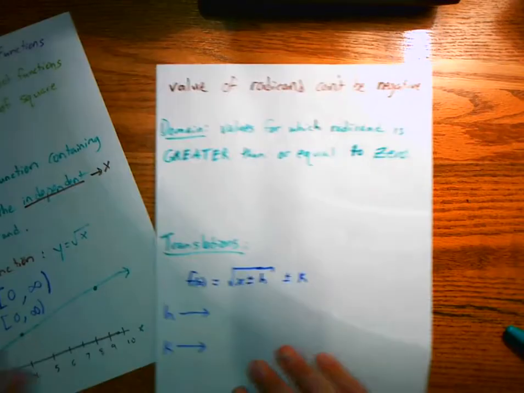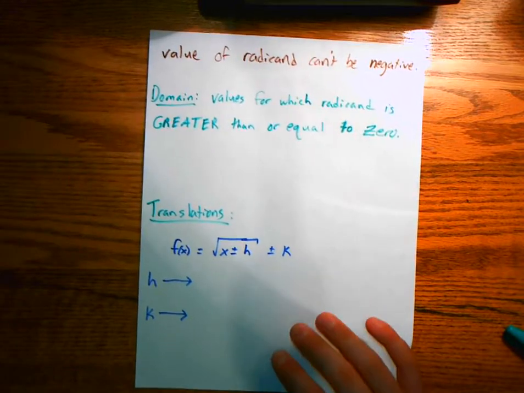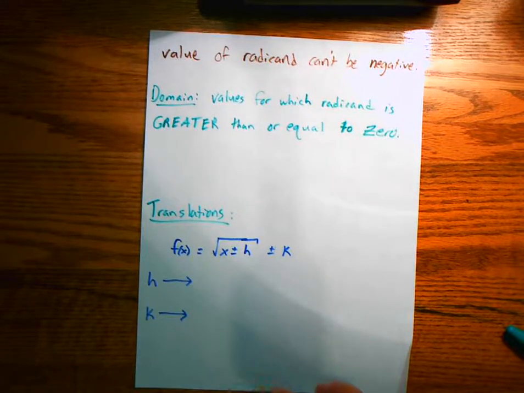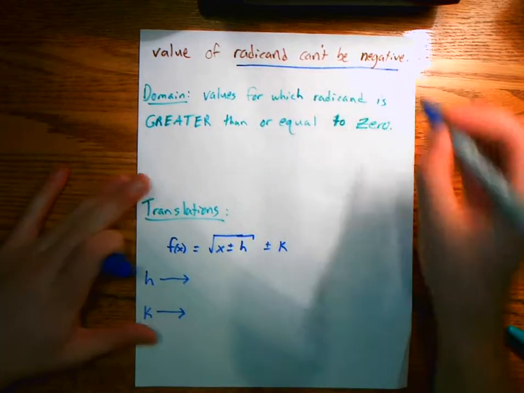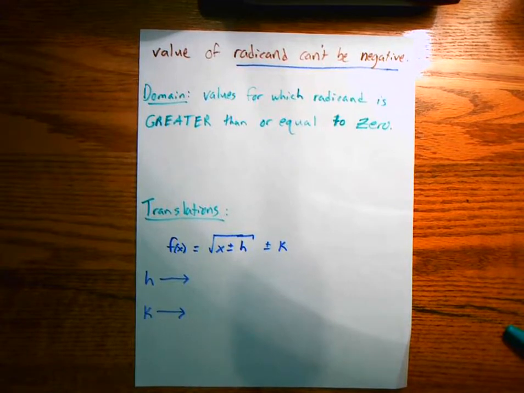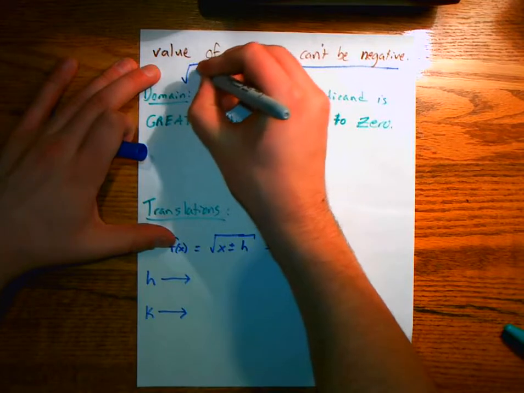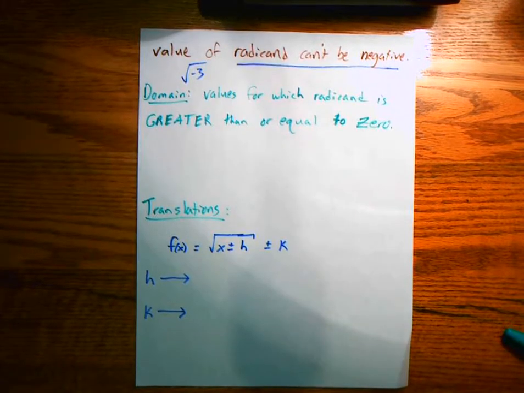Now, speaking of domain, when you want to find the domain of your square root function, the values underneath the radicand are not allowed to be negative. If it is negative, the number doesn't exist. You can't find the square root of -3 because that number does not exist. It's not rational to take the square root of a negative number. So like I said earlier, the values for the radicand that are greater than or equal to 0 give you your domain.